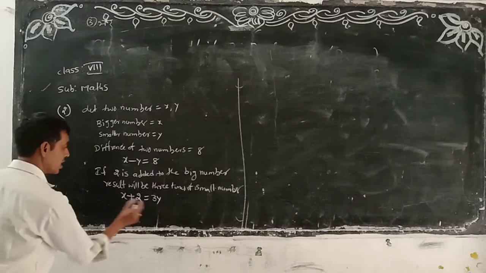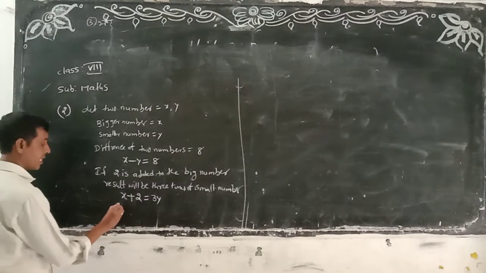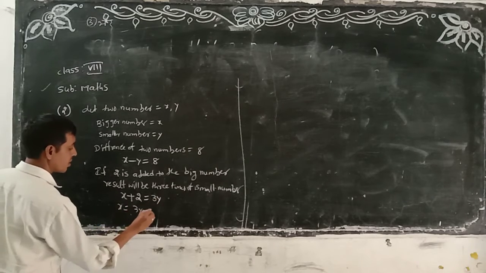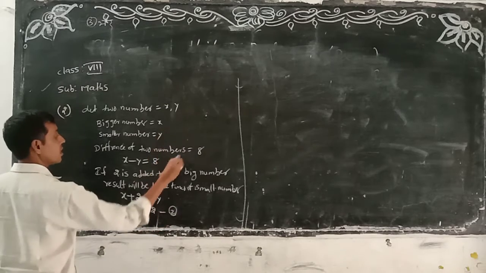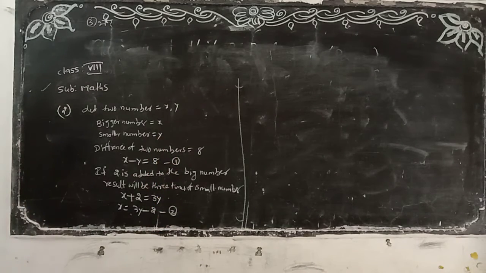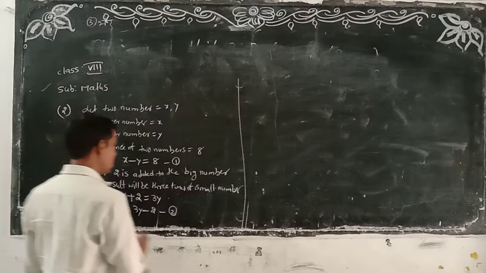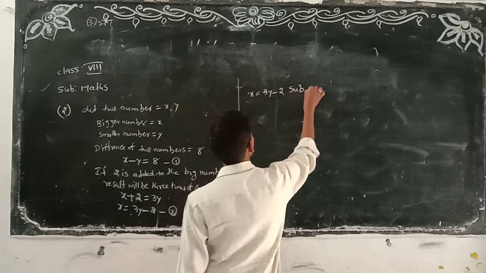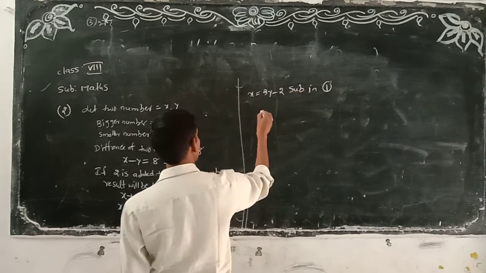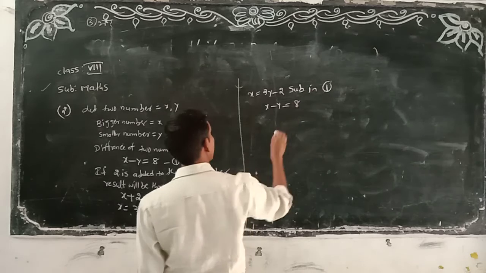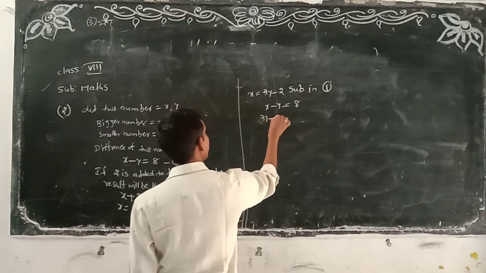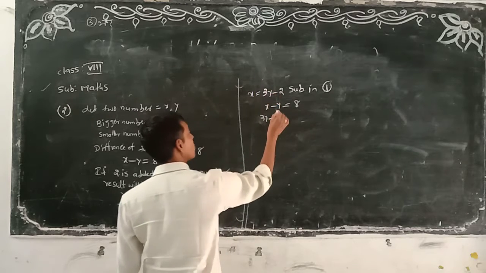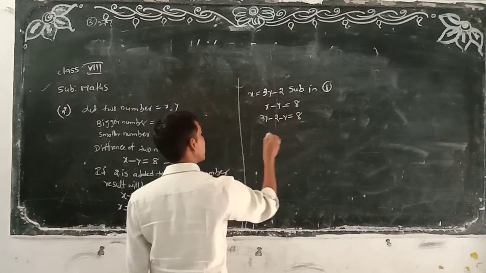Next, we have to find out the x and y values. That means 3y is equal to x plus 2, or else we can write x is equal to 3y, sending this 2 over, minus 2. This is the second and this is the first equation. Next, x is equal to 3y minus 2. Substitute in the first. What is the first? X minus y is equal to 8. In place of x, I am substituting 3y minus 2, minus y is equal to 8.